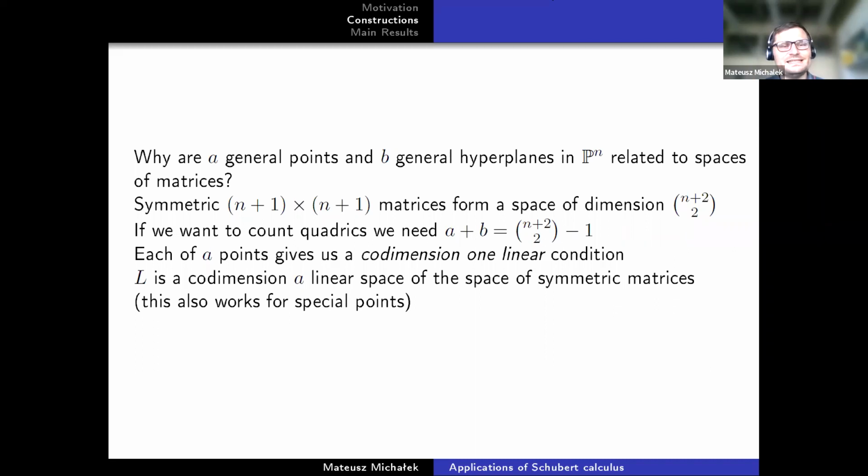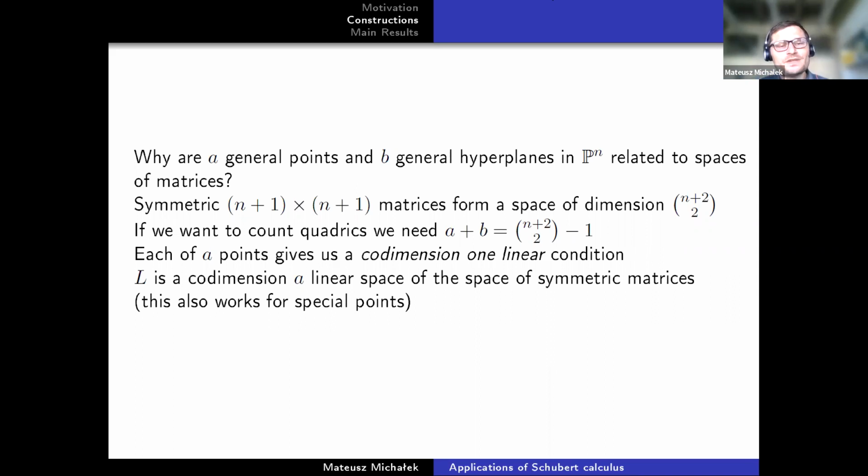So please remember that symmetric n+1 by n+1 matrices clearly form a space of certain dimension, namely n+2 choose 2. And we can identify homogeneous degree 2 polynomials in n+1 variables with symmetric n+1 by n+1 matrices. Namely, if we are given a symmetric matrix and we want to change it to a degree 2 polynomial, we just multiply it from left and right by a vector made of indeterminates.